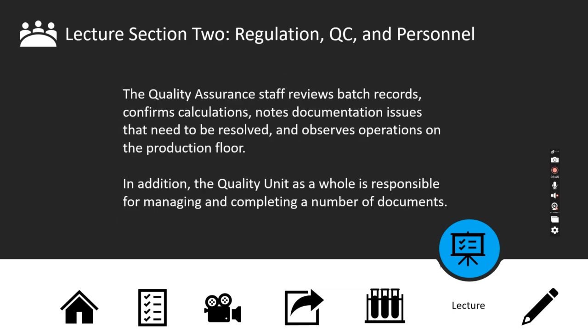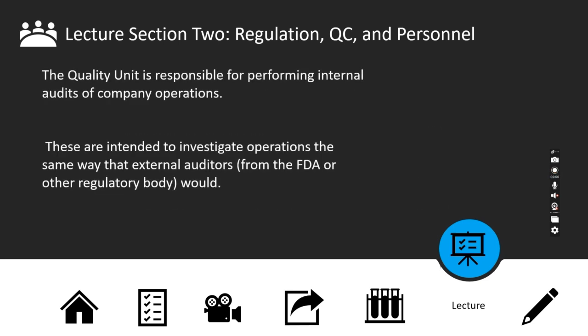The quality assurance staff reviews batch records, performs calculations, reviews documentation, and the quality unit as a whole is responsible for managing and completing a number of documents. They're also responsible for performing internal audits. You want to perform internal audits so that if there are any issues, you can catch them before the FDA does their own audit or inspection.